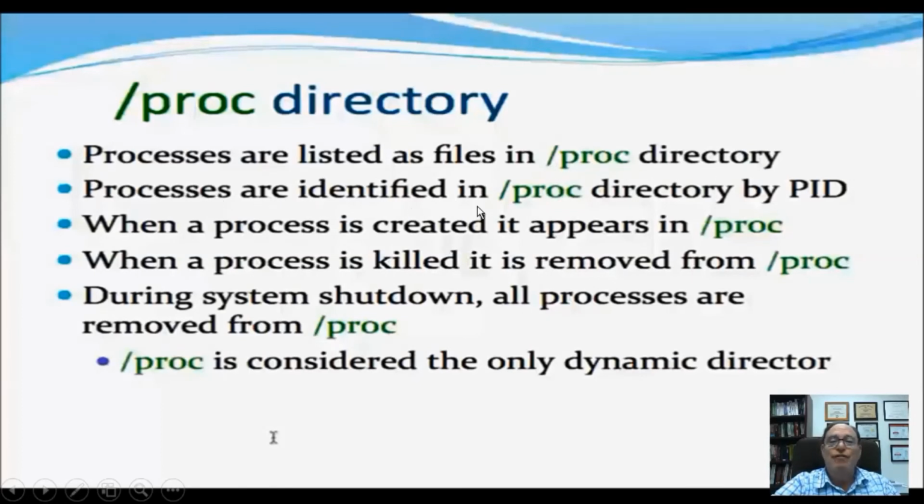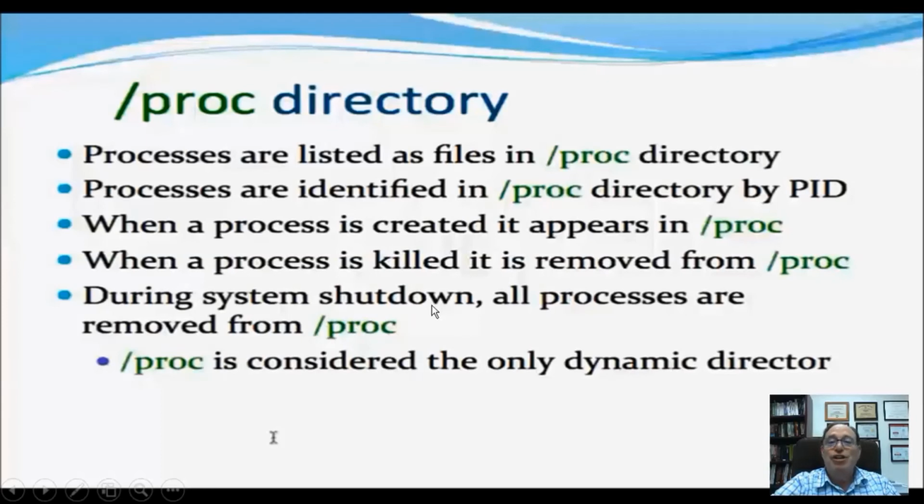Processes are listed as files in the /proc directory. The processes are identified in the /proc directory by their PID. When a process is created, it appears in the /proc directory. When a process is killed or naturally terminates or ceases to run, it is removed from the /proc directory. What that does is it basically means that the /proc directory is always changing. And because of that, it's known in Linux as the only dynamic directory. It's dynamic because it's changing. And it's the only directory in Linux that actually changes by itself. That's why we call it the only dynamic Linux directory.